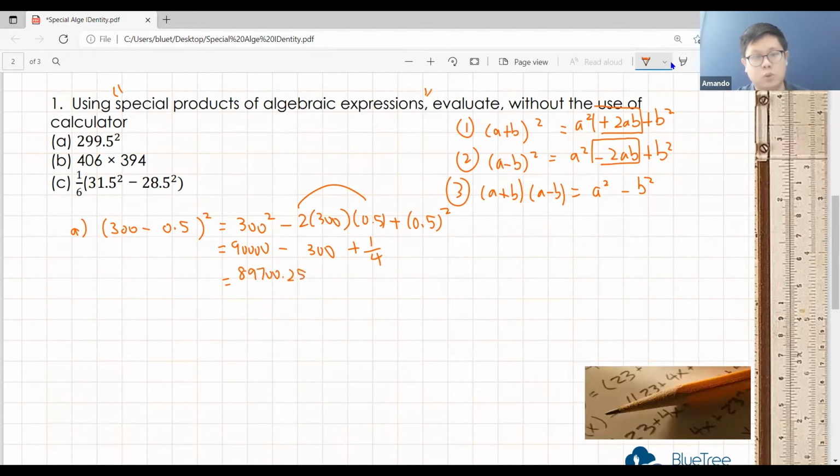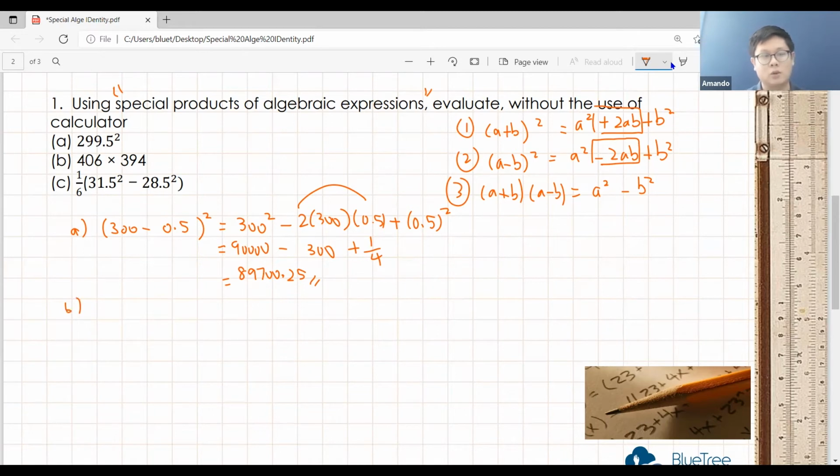All right, and this will work out to 89700.25. Also, you can double check to see if 299.5, when you square it, gives you the same answer. It does, right? If it gives you the same answer, then it will be correct.